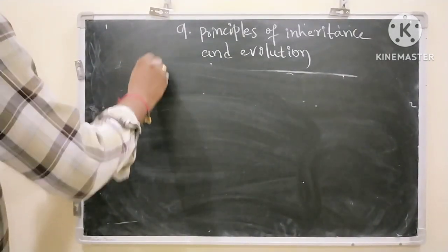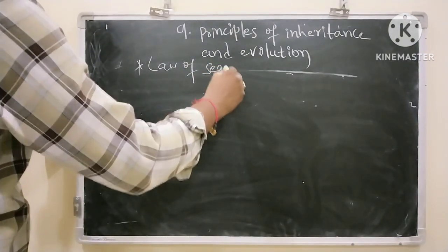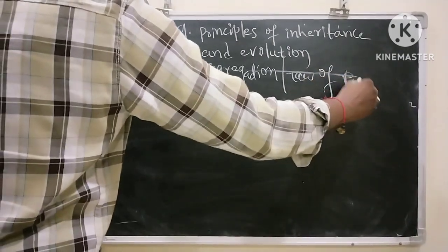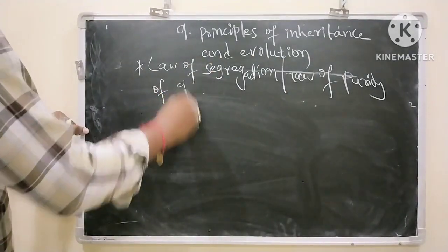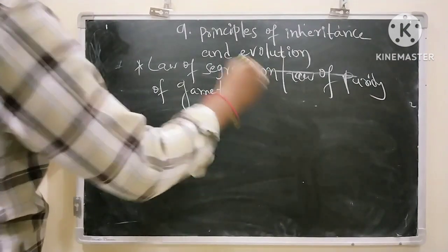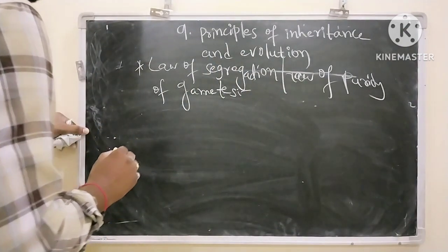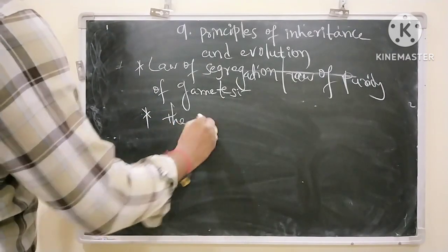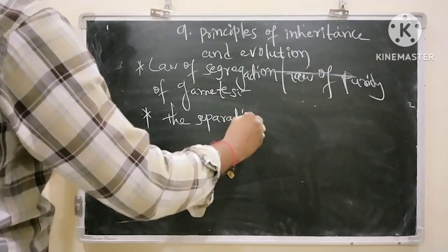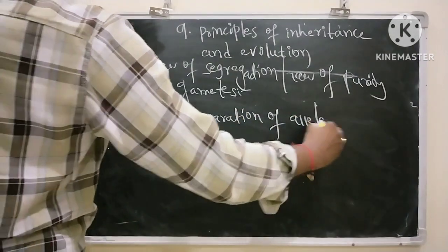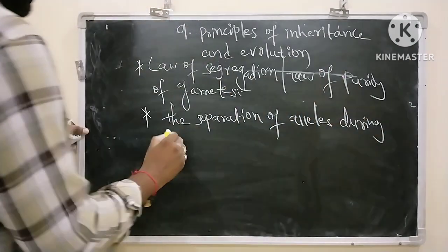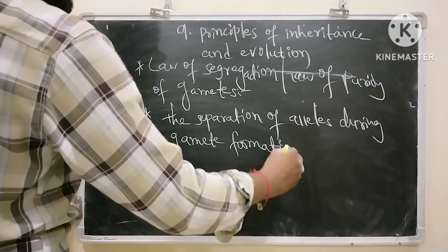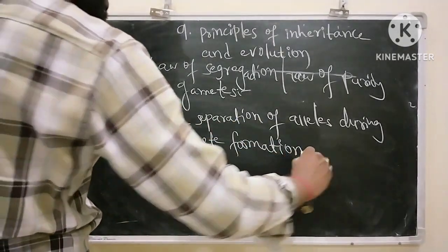Next one, the law of segregation, also known as the law of purity of gametes. What is this? Mendel stated that the separation of alleles during gamete formation is called the law of segregation.